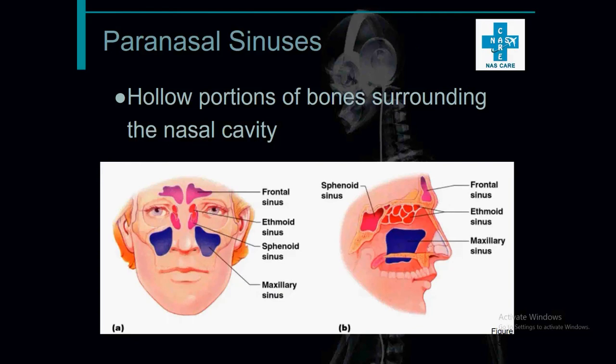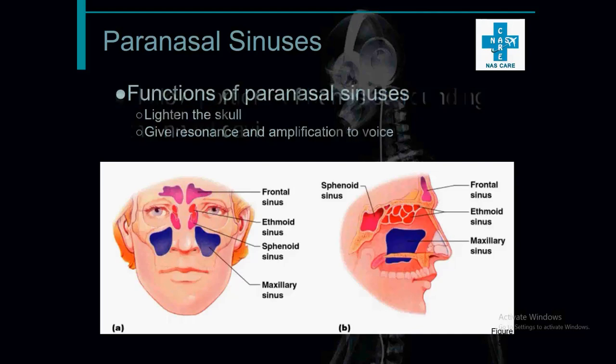About the paranasal sinuses, they are hollow portions of bone surrounding the nasal cavity. Here we see the frontal sinus, above the eyes, the sphenoid sinus, behind the eyes, the ethmoid sinus, and the maxillary sinus, under the eyes. And this is the side view of that: sphenoid sinus, frontal sinus, ethmoid, and maxillary sinus. And what is the function of that? They lighten the skull and also give resonance and amplification to the voice.